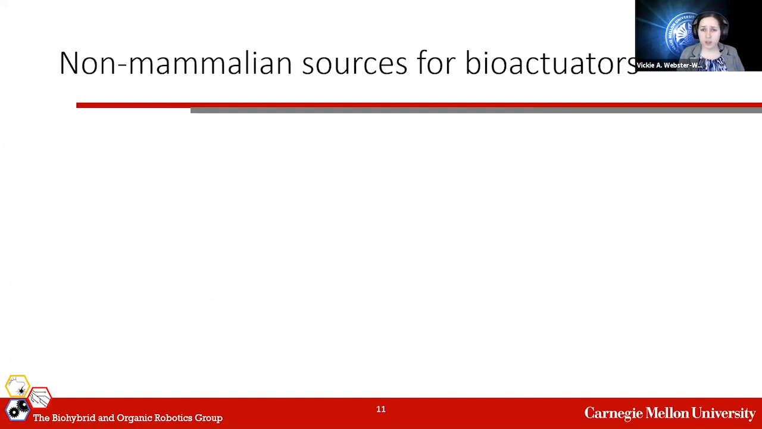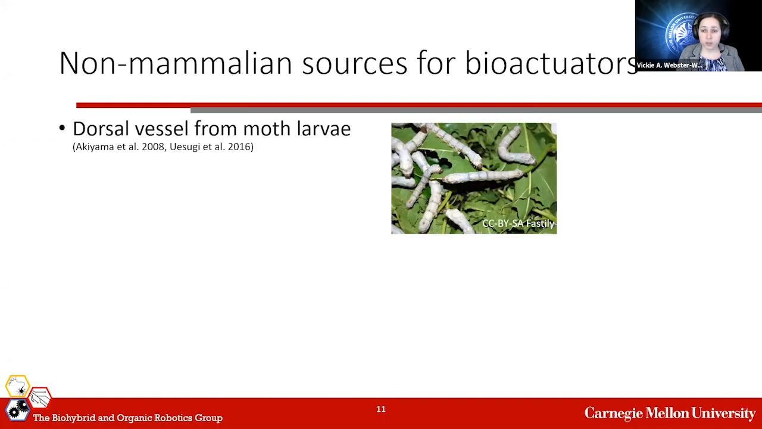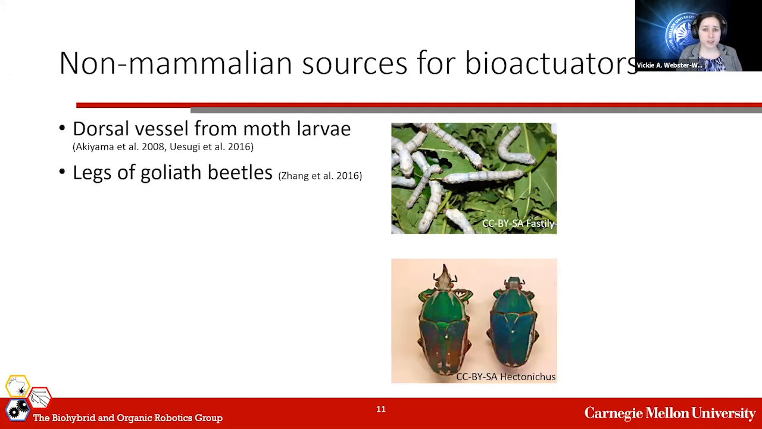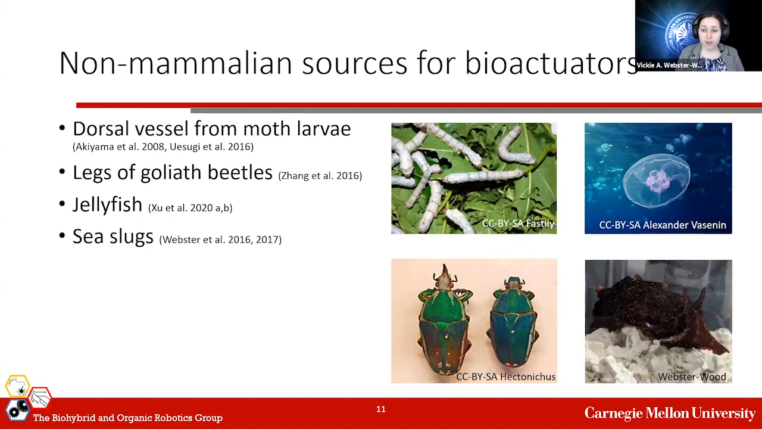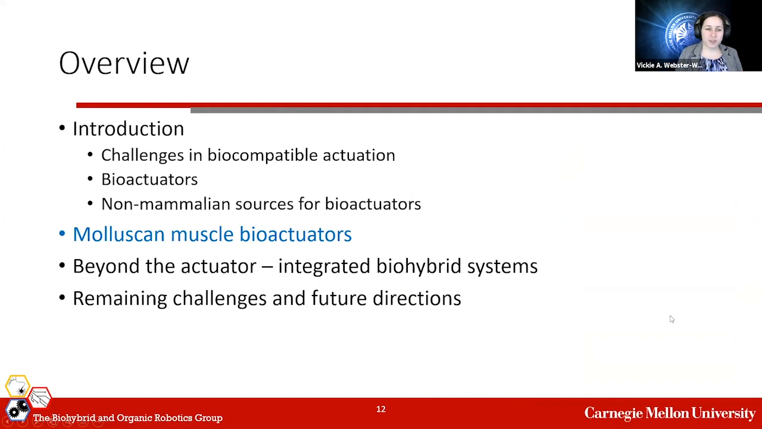And this is, of course, not a new concept. A number of researchers have used non-mammalian sources for bioactuators. For example, researchers have used the dorsal vessel from moth larvae as a bioactuator. And other groups have used the legs of Goliath beetles for actuation, or even created cyborg jellyfish to perform these aquatic monitoring tasks. And then in my research group, we focus on sea slugs, the sea slug shown here. And so that brings us to molluscan muscle as a bioactuator.